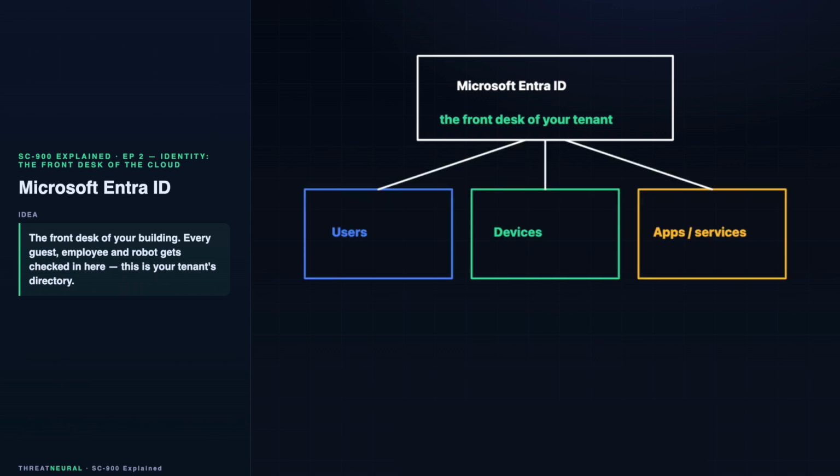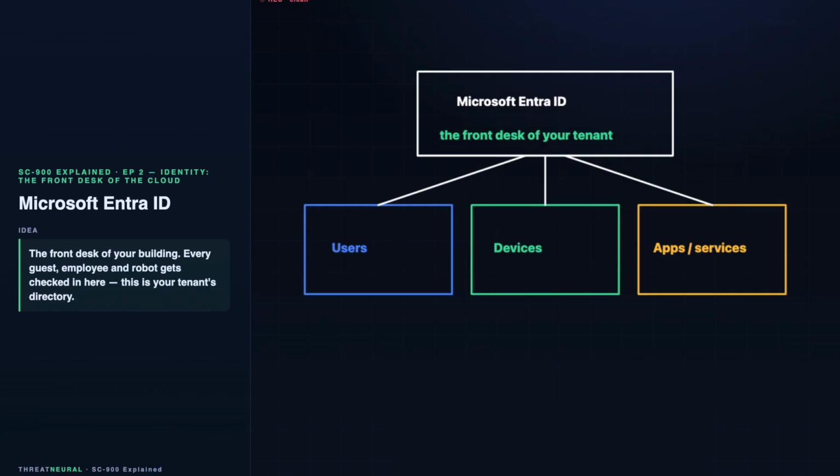And notice, it isn't just people on that list. Entra ID holds three kinds of identities. There are your users, but your devices also have identities. Your laptops and phones, and so do your applications and services. The software robots that talk to each other with no human involved. All three check in at the same front desk.